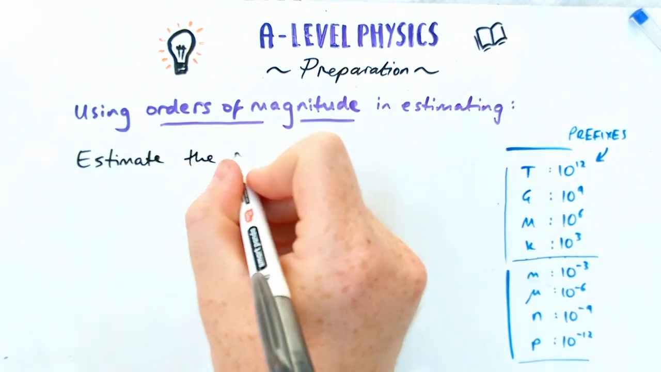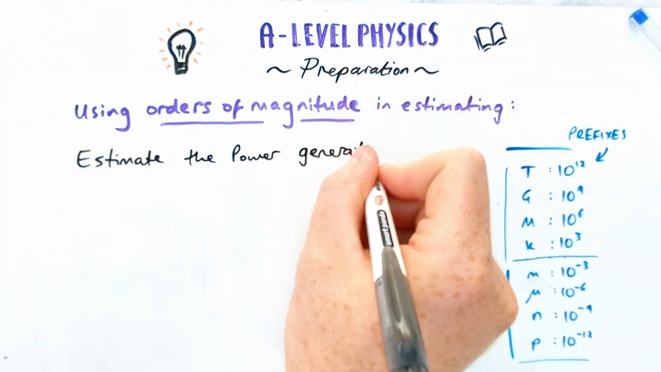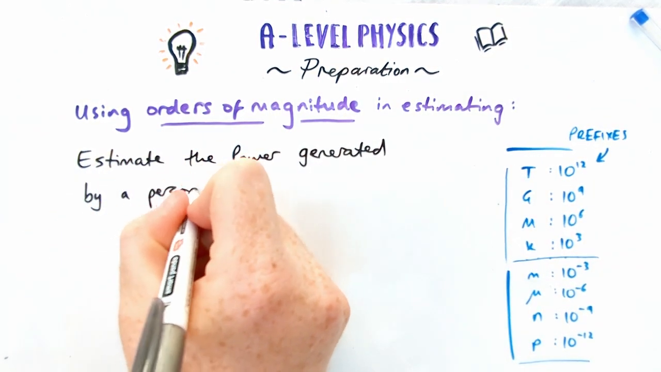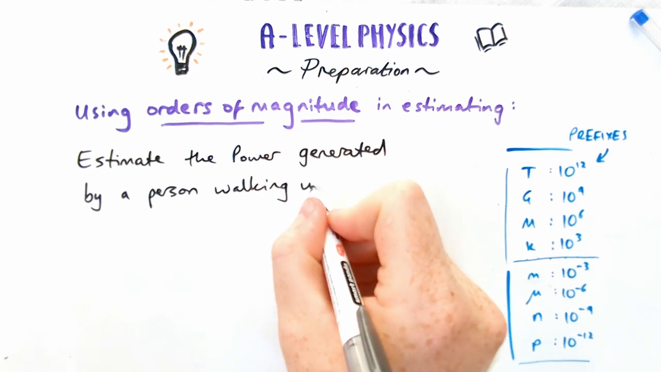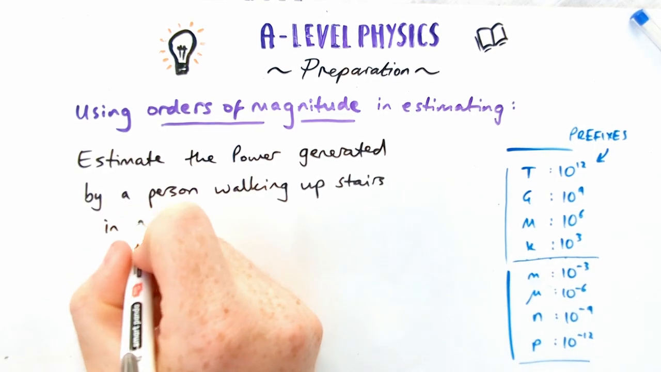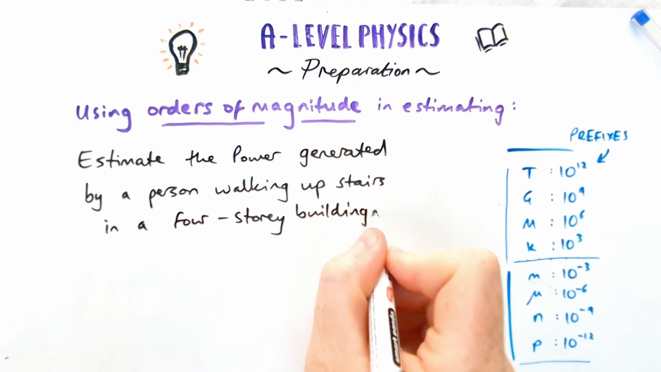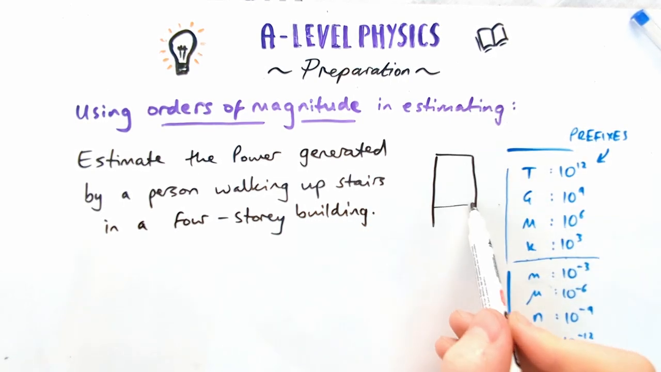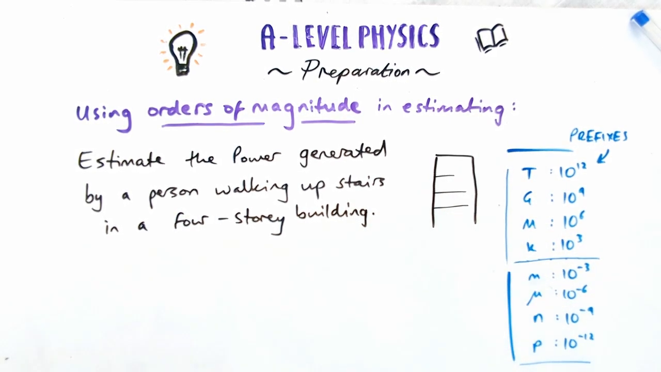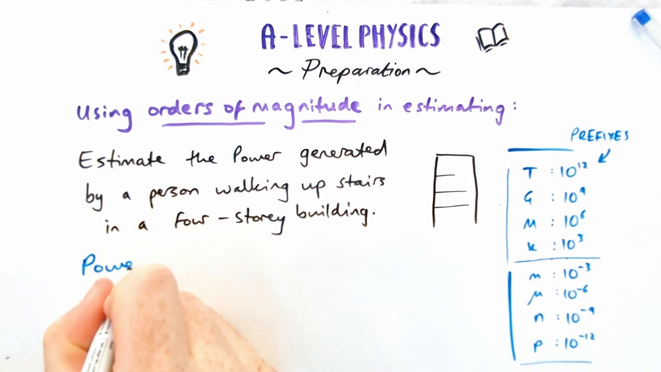So we're going to estimate a couple of things. So we're going to estimate the power generated by a person walking up some stairs. So to be able to work this out, we need to make a couple of assumptions, a couple of kind of rounding. Now we're going to talk about a 4-story building, just to make the math a bit easier. So 4 stories means 4 levels.